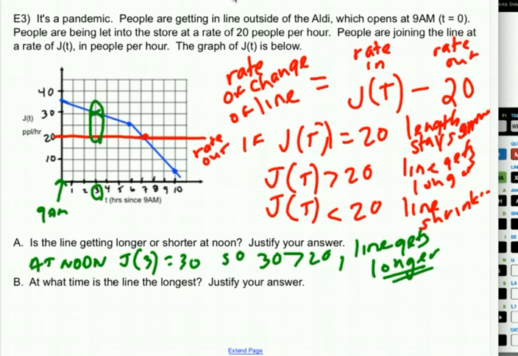What is the time when the line is the longest? Well, one of the things we discussed at the start of this problem was that basically when the two of them are equal, you can see in this entire window, the line is growing because the blue line is on top.